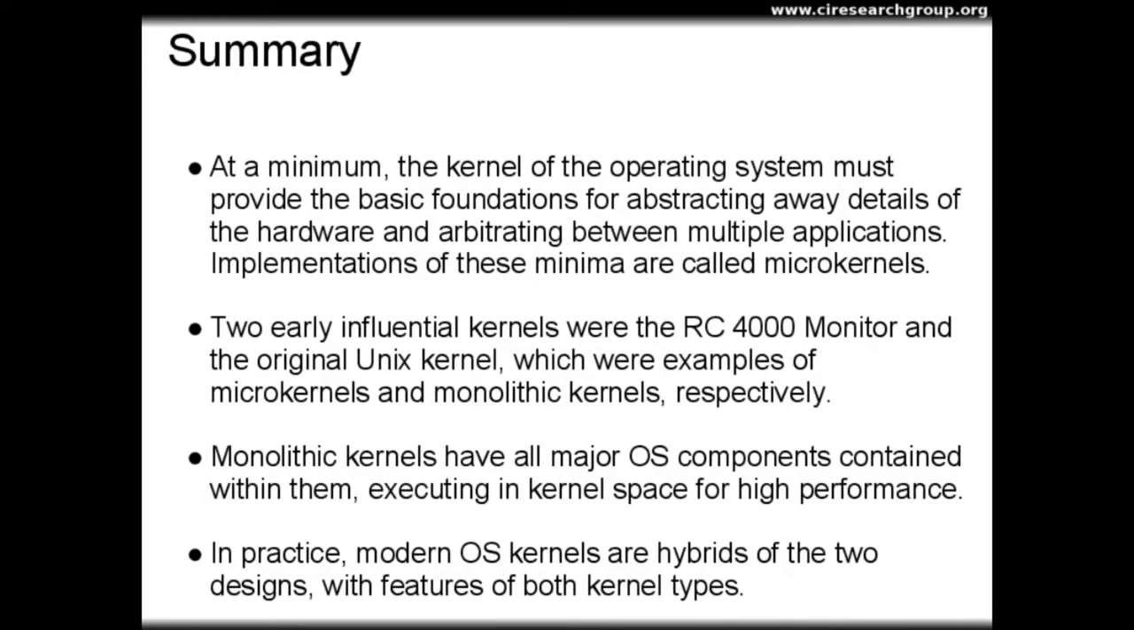Monolithic kernels, on the other hand, have all their major OS components contained within them, running everything inside kernel space to improve performance. Two early influential kernels were the RC4000 monitor, an example of a microkernel, and the original Unix kernel, which was an example of a monolithic kernel. In practice, however, most modern operating system kernels are hybrids of the two designs and have features of both kernel types.